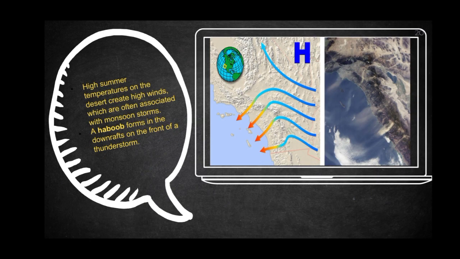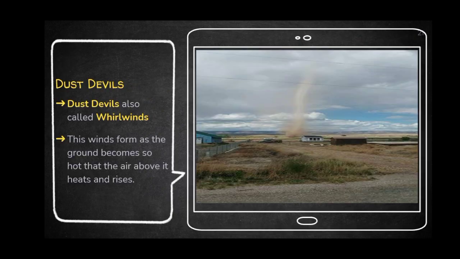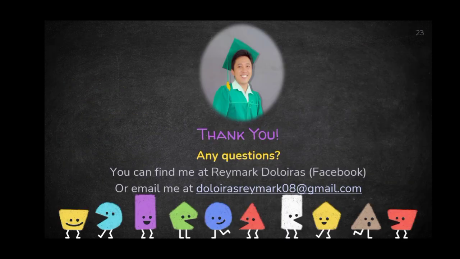A haboob forms in the downdrafts at the front of a thunderstorm. The image next to the left is a haboob. Dust devils. Dust devils, also called whirlwinds, form as the ground becomes so hot that the air above it heats and rises. Air flows into the low pressure and begins to spin. Dust devils are small and short-lived, but they may cause a lot of damage, including to infrastructures, buildings, and architectures, and mostly it may kill lives.